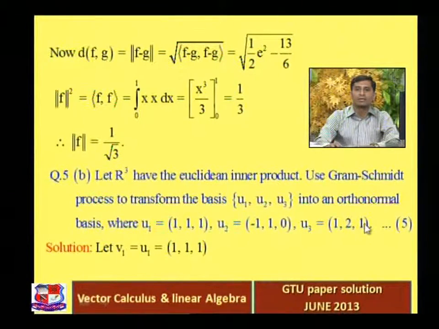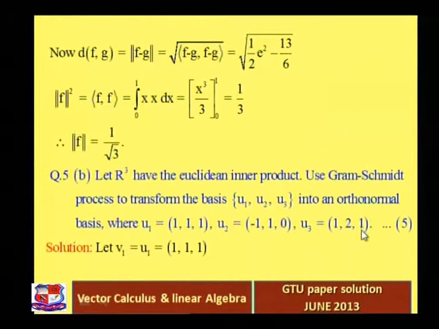We have to convert these three basis vectors into an orthonormal basis, and first of all, to convert any basis vectors into orthogonal basis vectors, for that we have to use the Gram-Schmidt process.